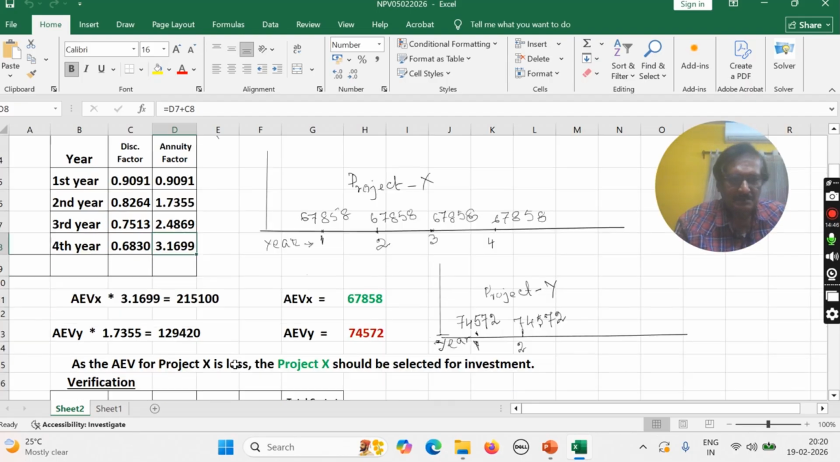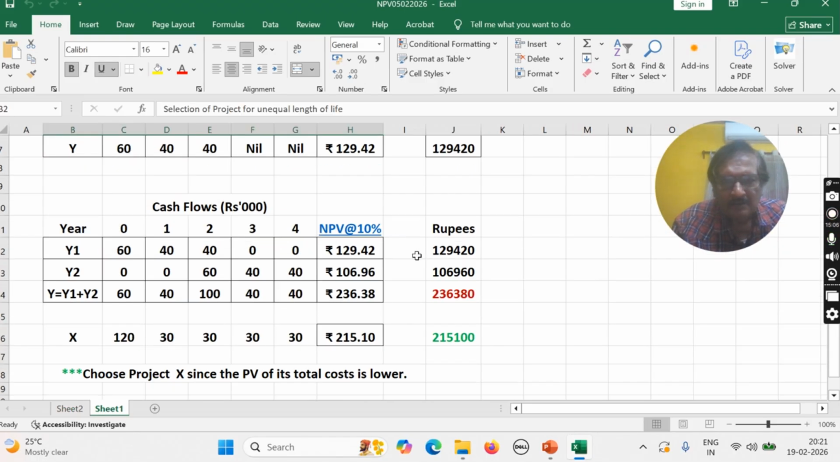67,850. And similarly for project Y, we have done for 2 years only. After 2 years, the total figure we have seen given in the previous one. The present value is 1,29,400. You can see it. This is the present value 1 lakh. This is after 2 years 1,29,400.